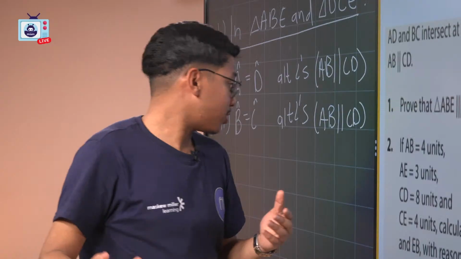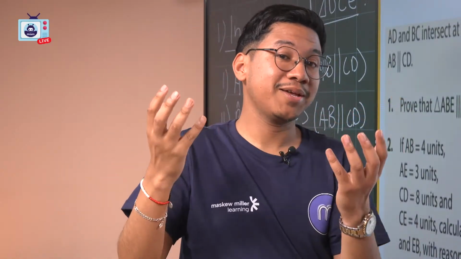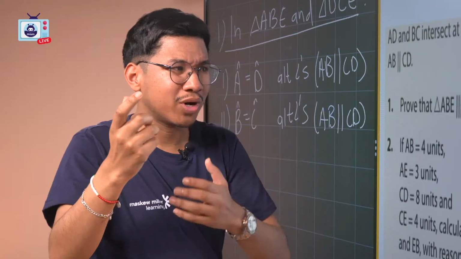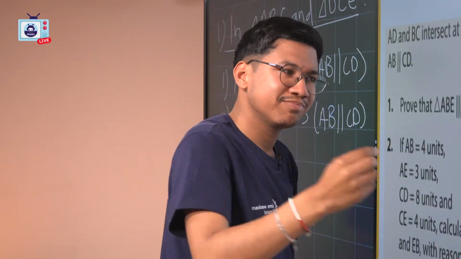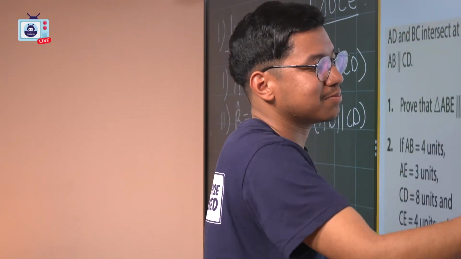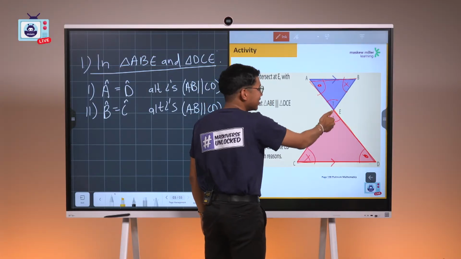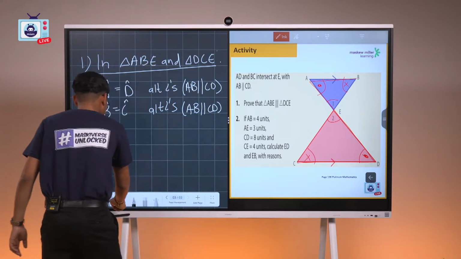And then lastly, by default the third angle must be equal, because the sum of angles in a triangle adds up to 180. But just to show you what the third angle is that's equal, I can see you guys shouting out, it must be these two angles over here. Why? We know when two lines intersect each other, the vertically opposite angles are equal.